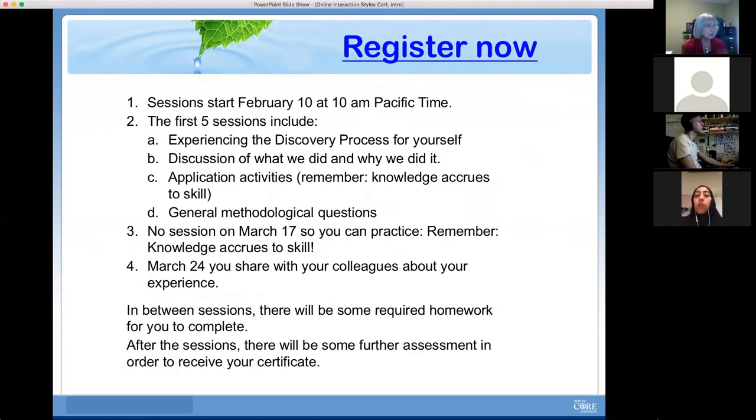Now, what else is there? The first 5 sessions, you're going to experience the self-discovery process. We'll talk about what we did, why we did it. We'll have application activities in the workshop. I plan on using Adobe Connect, which has quite a few different ways to interact. And in between, you will have assignments and things to do. My guess is those will take a couple of hours. Not a lot, depends on just how thorough you want to be.